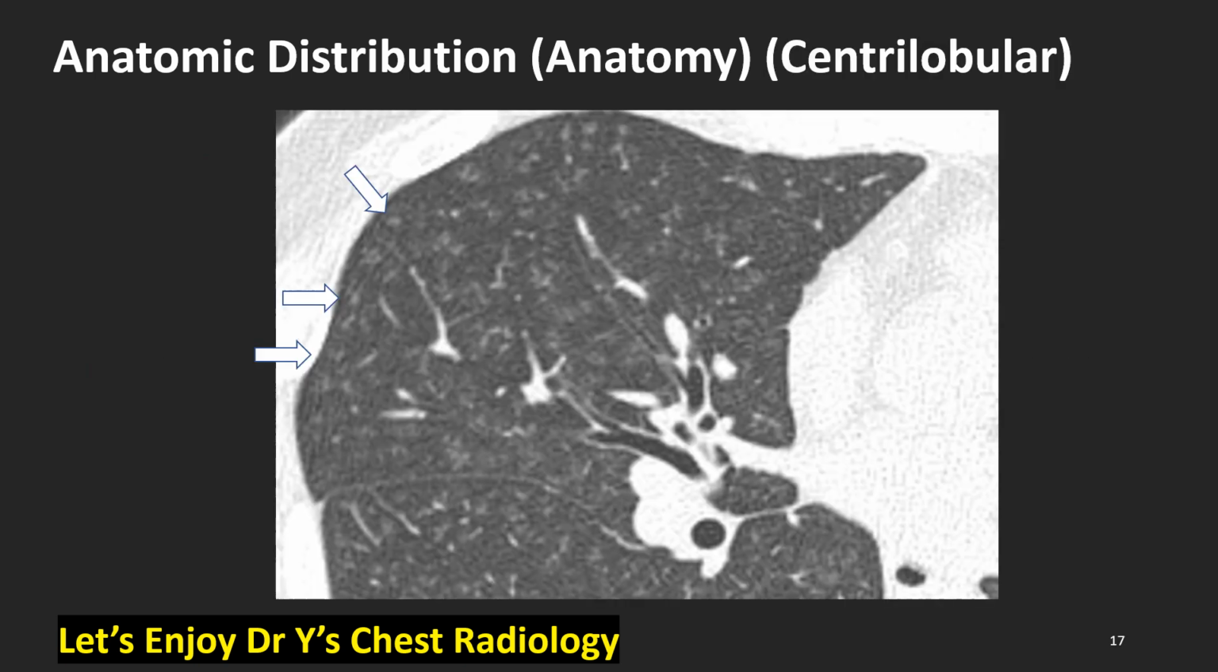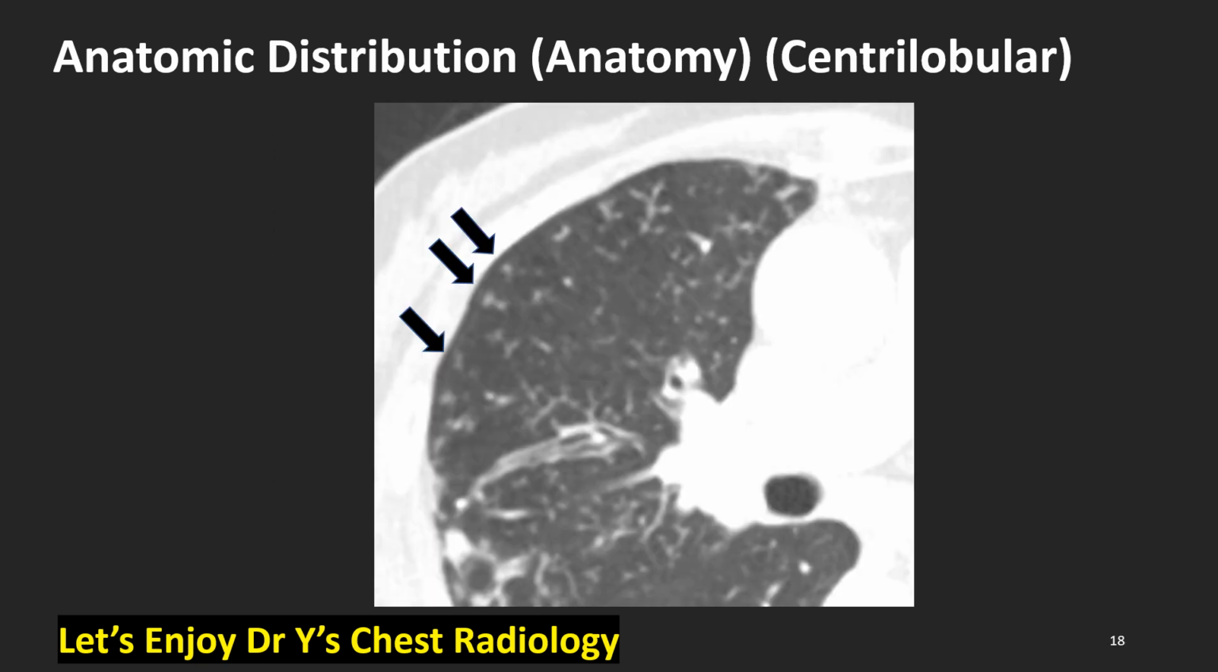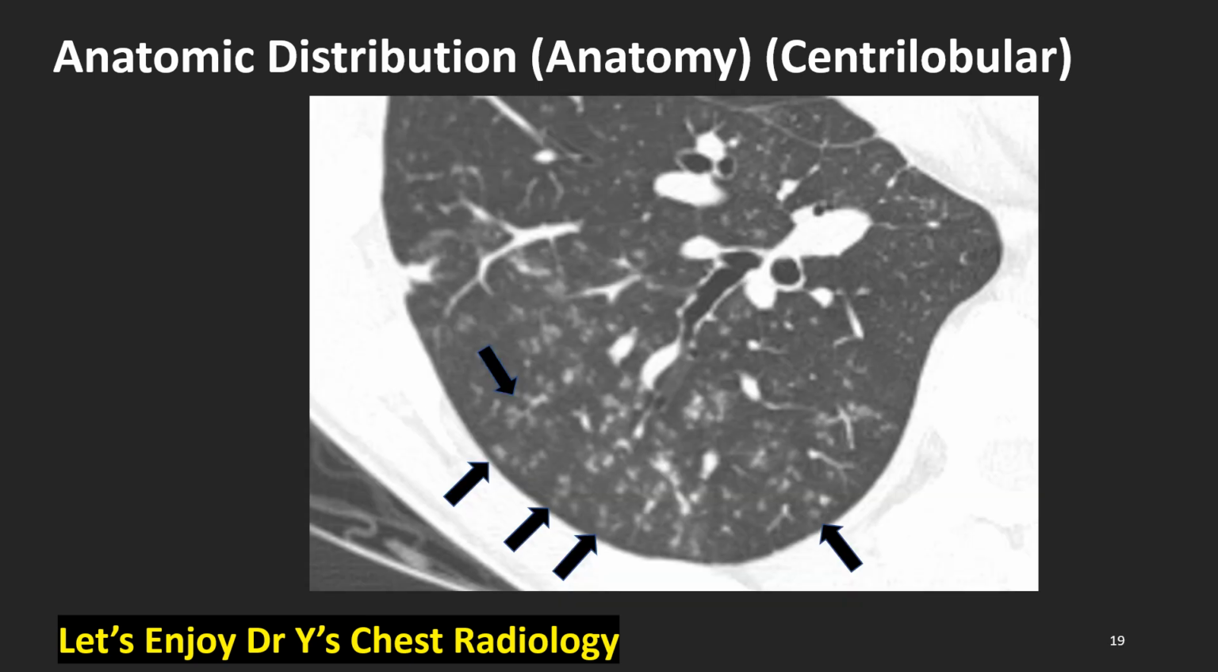Anatomic distribution, anatomy, centrilobular. The arrows indicate the centrilobular. This is hypersensitivity pneumonitis patient. The arrows indicate the centrilobular. This is non-tuberculous Mycobacterium pulmonary disease patient. Arrows indicate also centrilobular. This is tuberculosis patient.